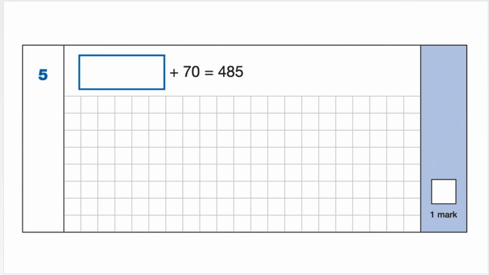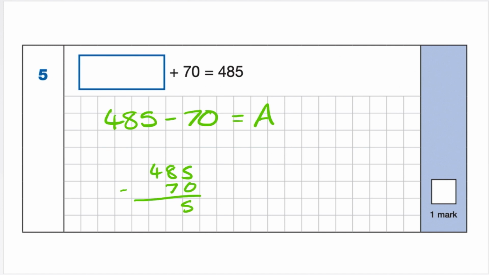Okay, for this next one we have another inverse question. This says something plus 70 equals 485, so therefore 485 subtract my 70 is going to give us our answer. So I'm going to do a quick column subtraction. 485 subtract 70, 5 subtract 0 is 5, 8 subtract 7 is 1, 4 subtract nothing is 4. So my answer is 415.